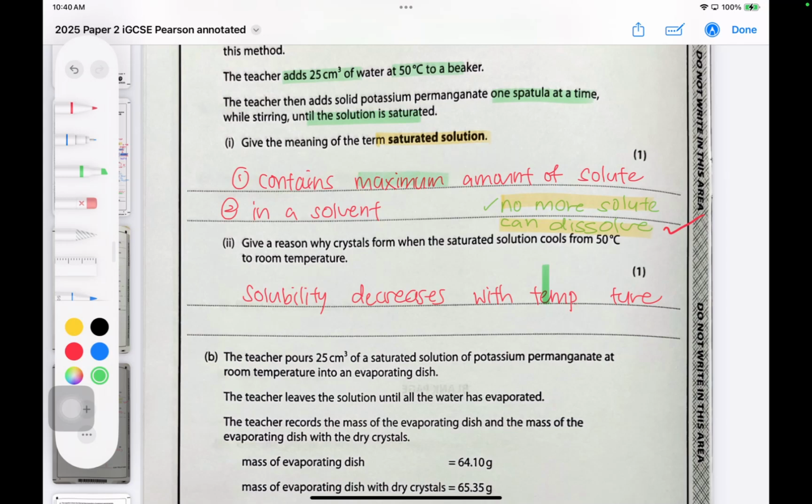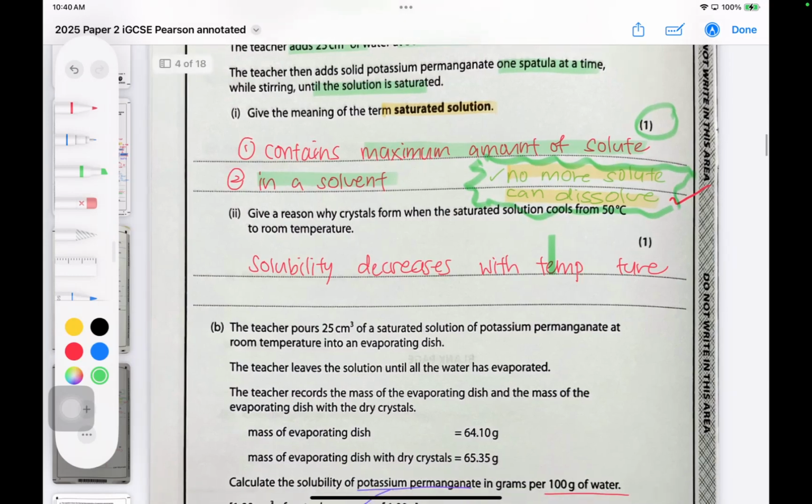But if you want to be more precise, you could say a saturated solution is a solution that contains the maximum amount of solute in a given volume of solvent. This is the most accurate way to describe a saturated solution, but again, it's only 1 mark. If you just write no more solute can dissolve in the solvent, that's fine. You get your first mark as well.